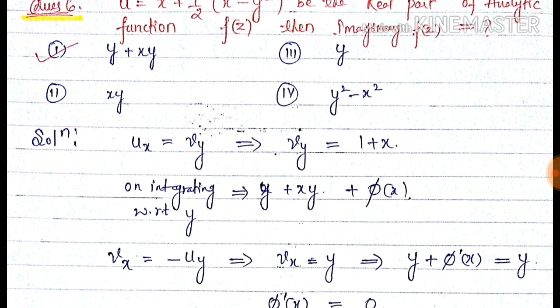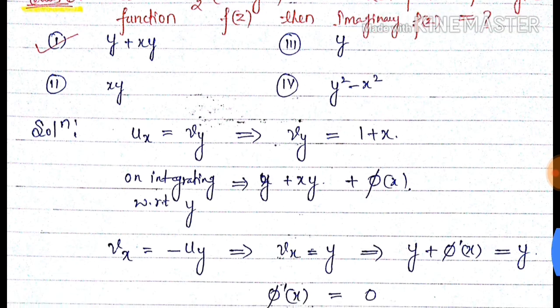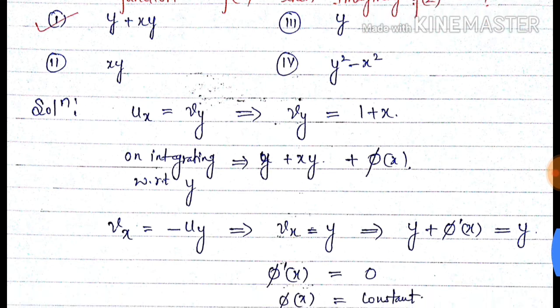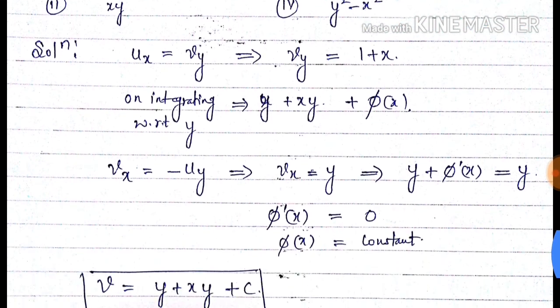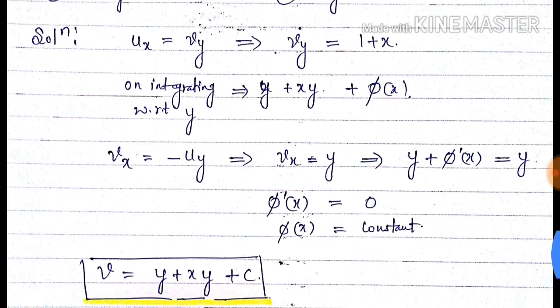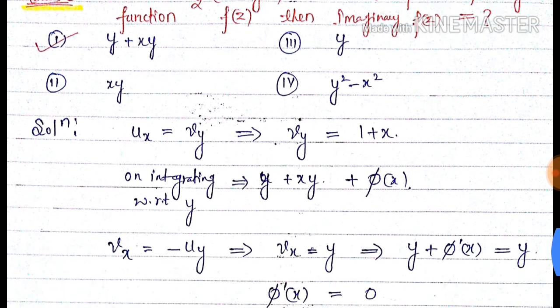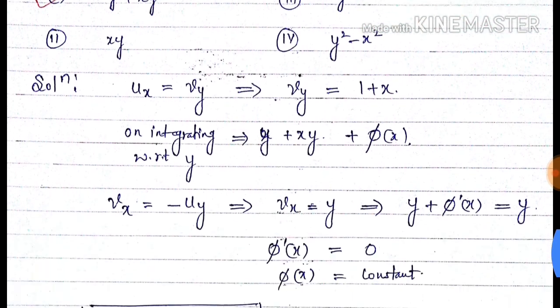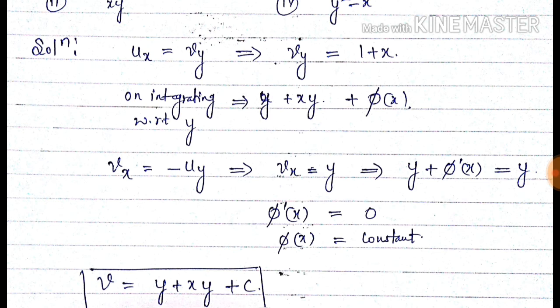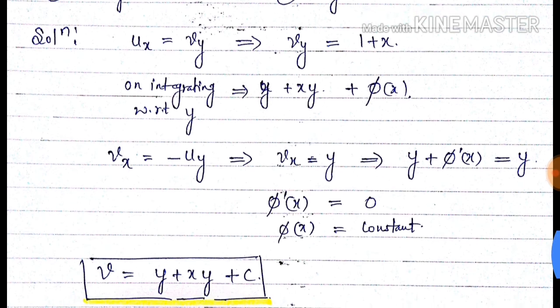So if some function phi(x) is a function of x, on differentiating with respect to y it is equal to 0, so there is no change in the function. So we can put here phi(x) as a new function. Now the second Cauchy-Riemann equation is v_x is equal to minus u_y. So we have to find v_x, meaning differentiating u with respect to y. We get minus of 2y by 2, so 2 and 2 are cancelled out. We get u_y is equal to minus y. So on equating with the second equation, we get v_x is equal to y.